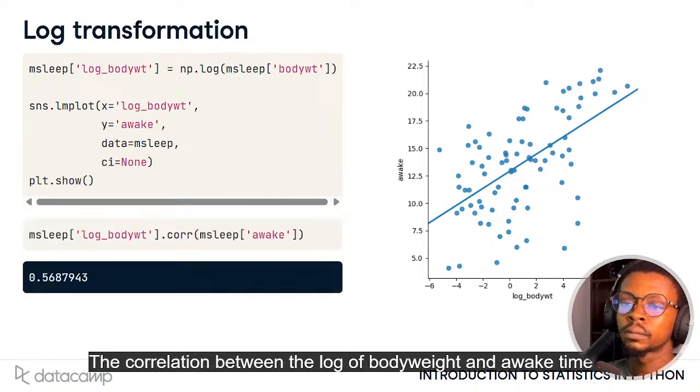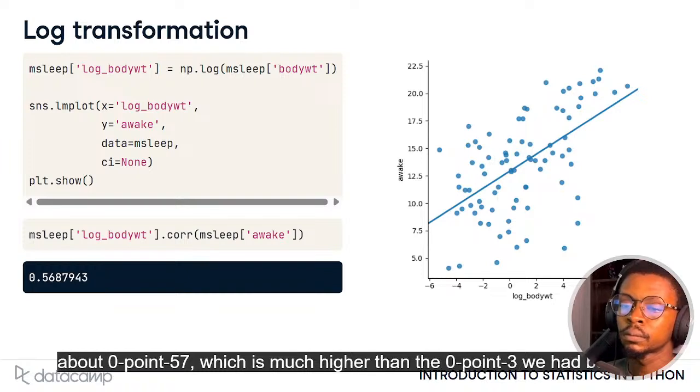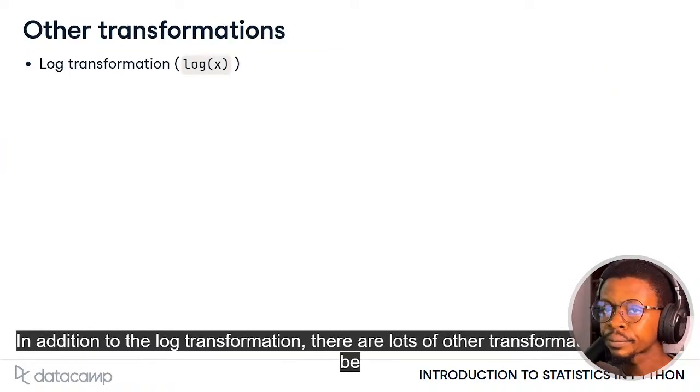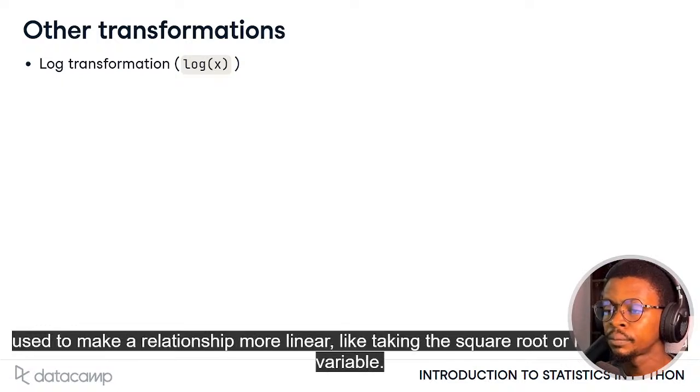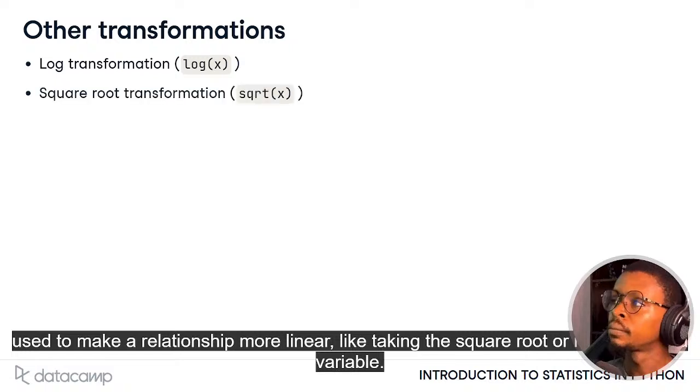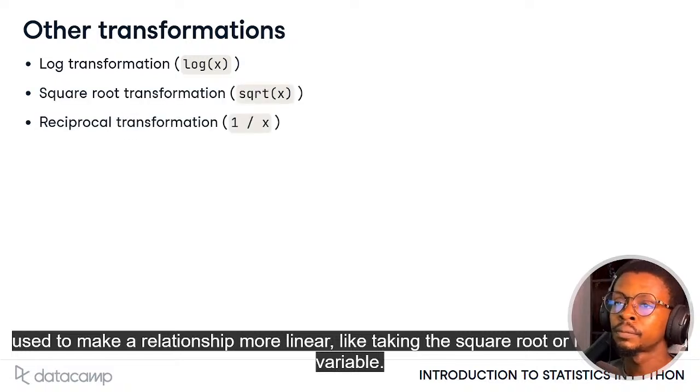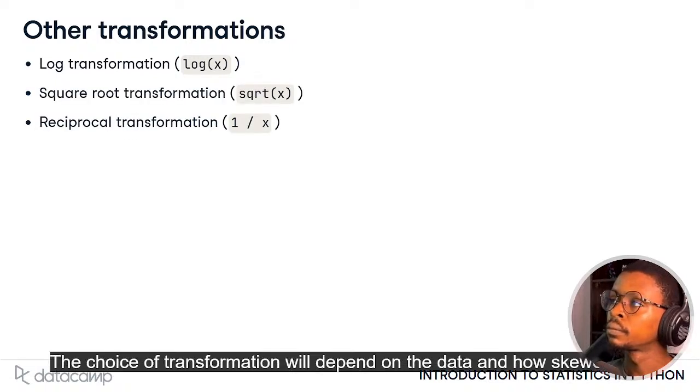The correlation between the log of body weight and awake time is about 0.57, which is much higher than the 0.3 we had before. In addition to the log transformation, there are lots of other transformations that can be used to make a relationship more linear, like taking the square root or reciprocal of a variable. The choice of transformation will depend on the data and how skewed it is.